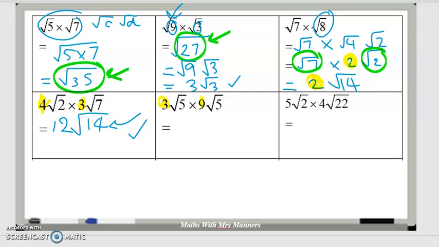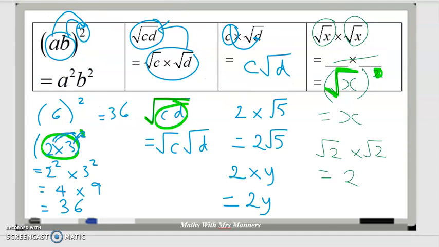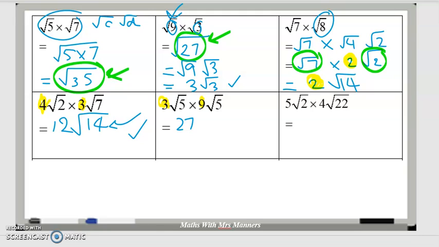Root 3 times 9, well, that gives me 27. And here we're going to be applying this last rule from the previous slide, where we have a surd times the exact same surd and we end up with the number under the square root sign. So if I'm multiplying root 5 by root 5, that will become 5. So really we're going to get 27 times 5. And I can do this by doing 20 times 5, which is 100, and 7 times 5, which is 35. So I'll get 135.